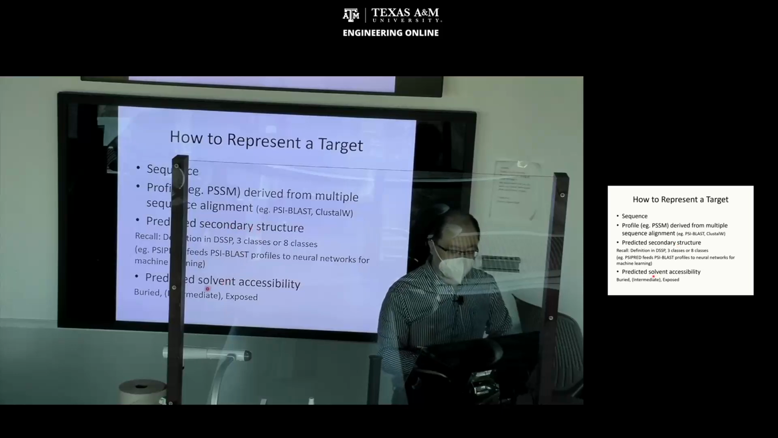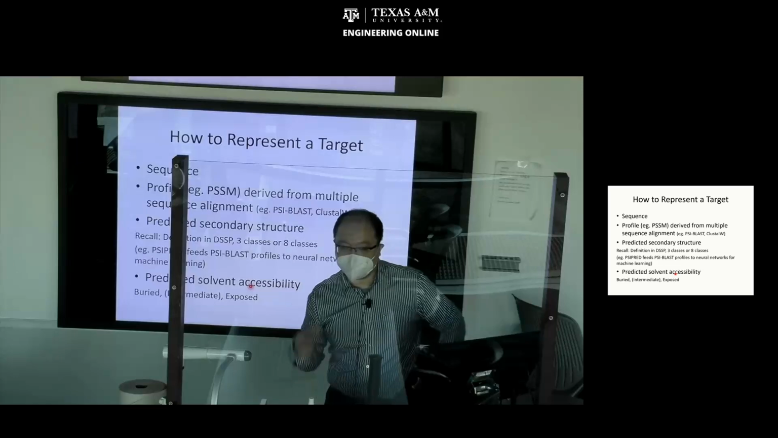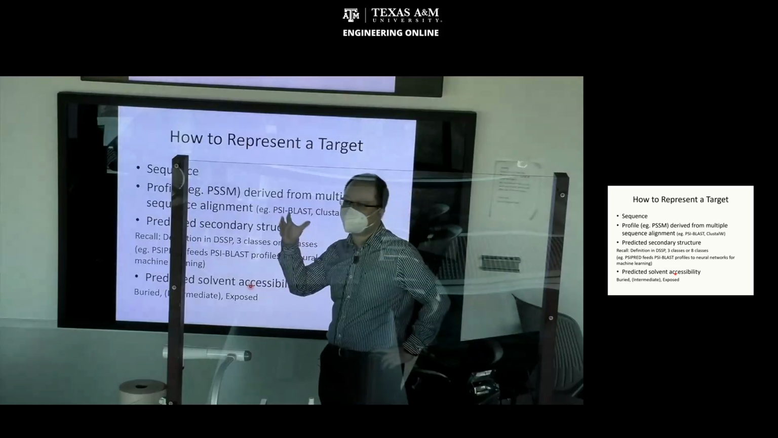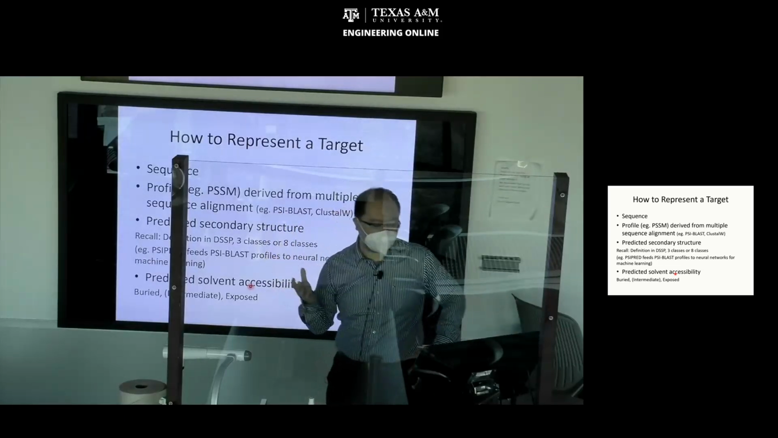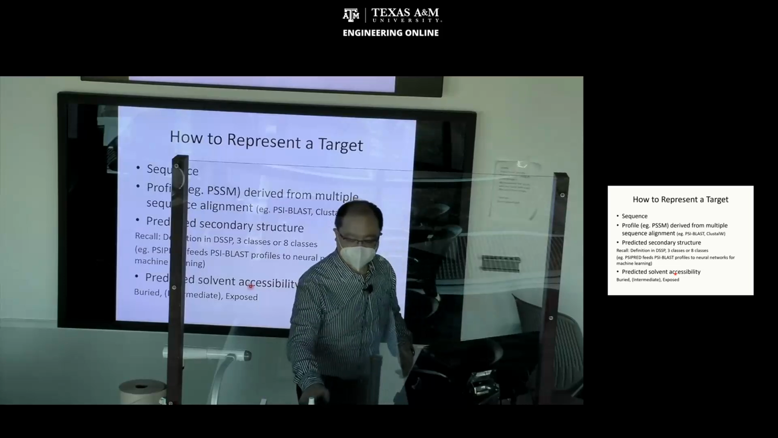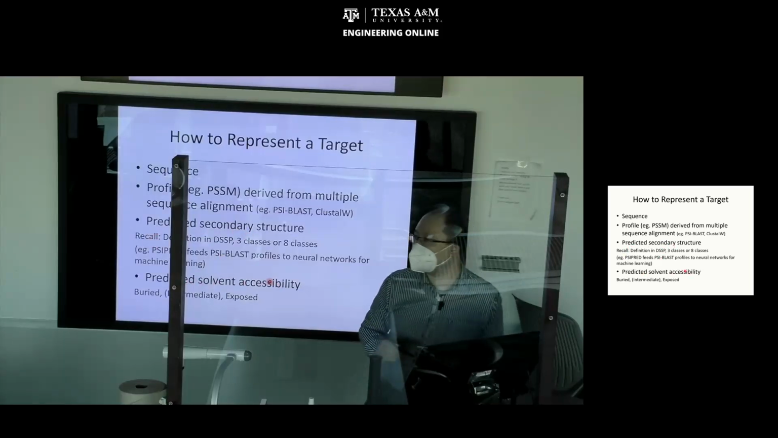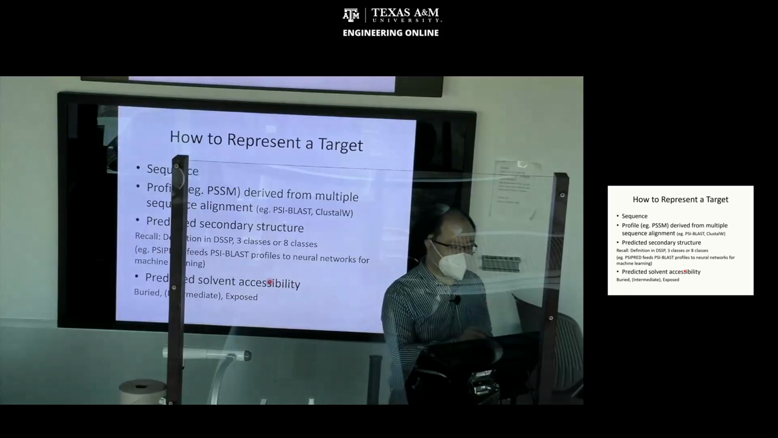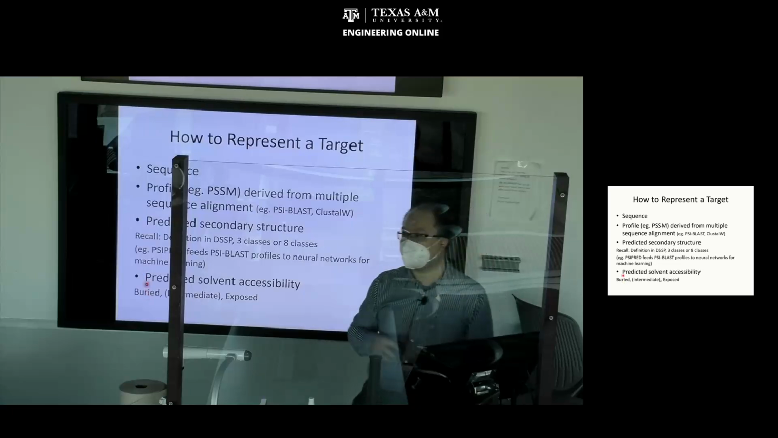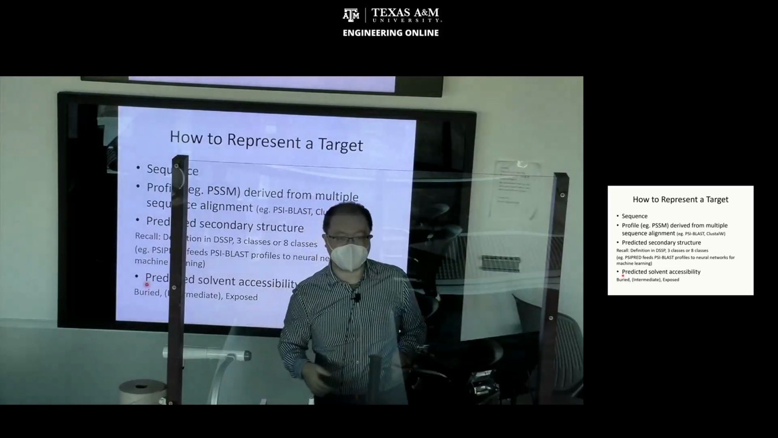And you can also use the predicted solvent accessibility, whether each residue is at the core or at the surface or somewhere between. So all these are sequence, evolutionary, secondary structure, and solvent exposure, right? These are the different contexts. You have the sequence context. You have the evolutionary context across the whole family. And you have the structural context, whether it's the secondary structure or the solvent accessibility, right?